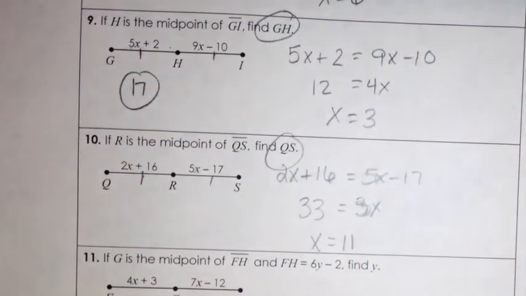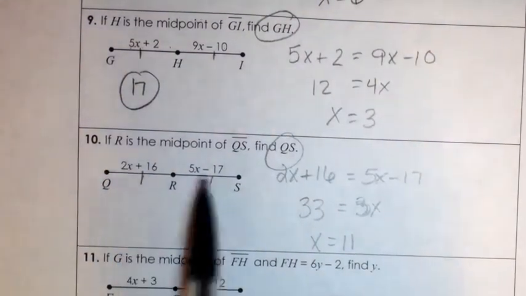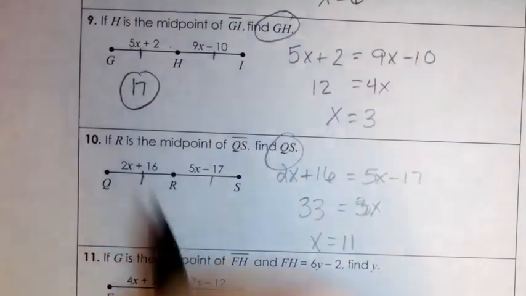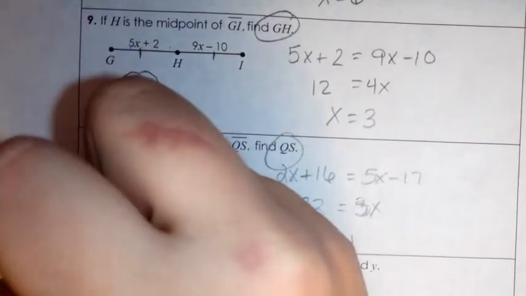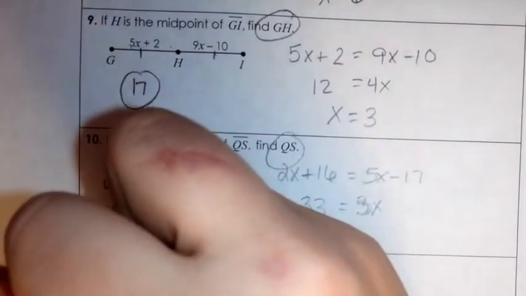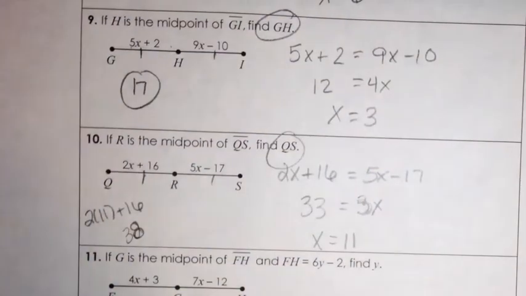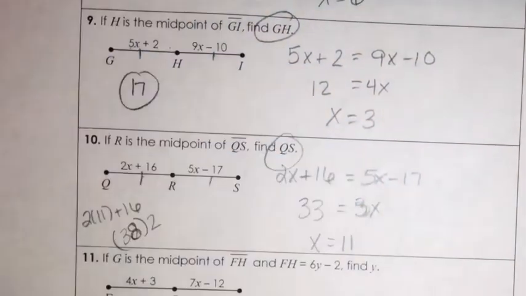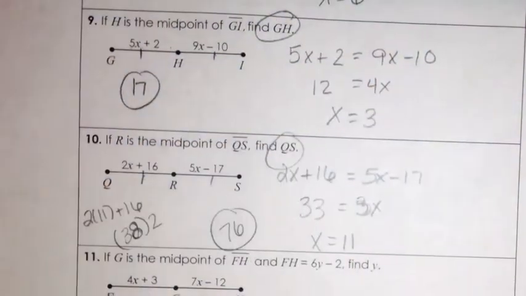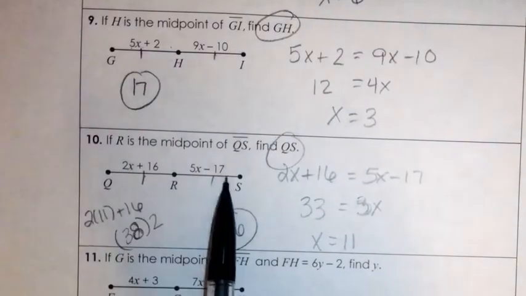We're trying to find QS, so we have to plug in 11 into both of them, or we can plug it into one. So if we plug it into one of them, 2 times 11 plus 16 is 38. And since we know that the two segments are the same, we can times that by 2 to get 76. It would be the same thing if we plugged 11 into both of these. We would also get 38 for this one.